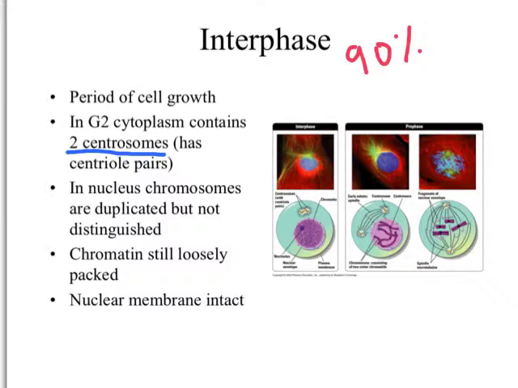Also, inside the nucleus, the chromosomes are duplicated, but they're still kind of loosely packed, so we can't totally distinguish each chromosome from each other. And then we still have the nuclear membrane. Now, this is going to start to change when we get to prophase.